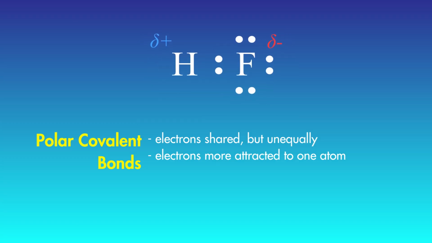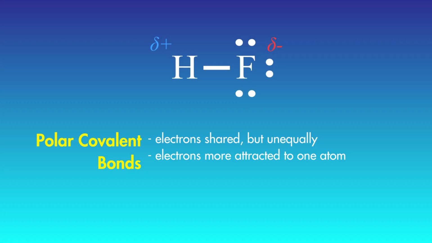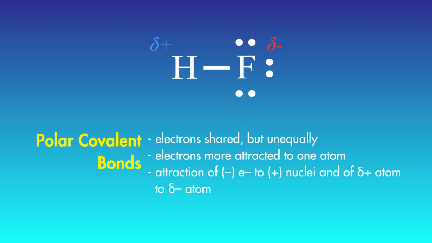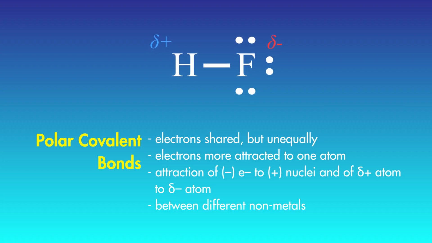This is a form of bonding intermediate between ionic and covalent, and it has benefits of both. Attraction of negative electrons to multiple positive nuclei, like a covalent bond, but also attraction of the opposite partial charges on either atom, which we represent with the lowercase Greek letter delta. This form of bonding is commonly found in compounds of nonmetallic elements, but now the elements must be different.